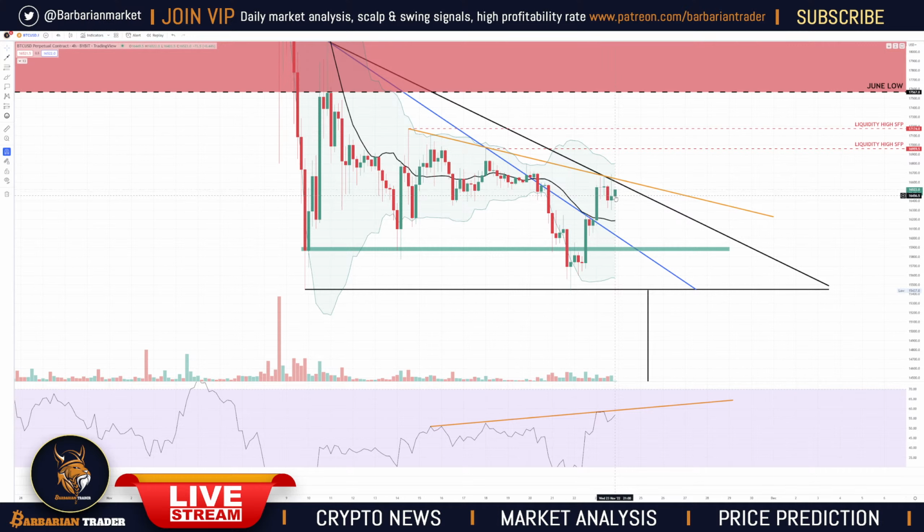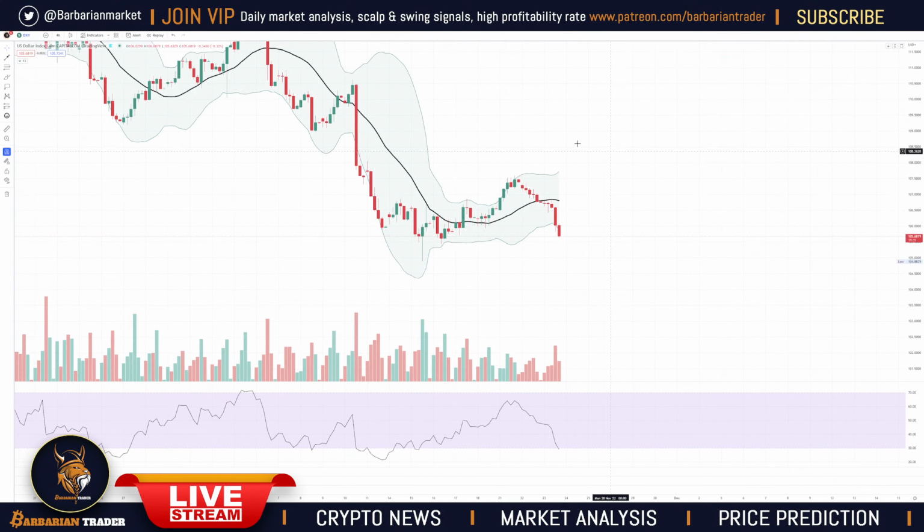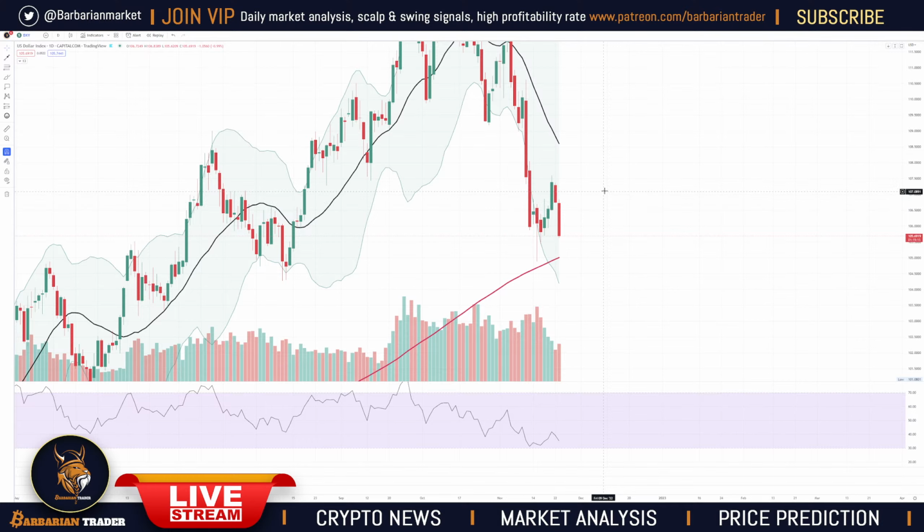Let's see, the US dollar is still dumping, but guys, be very careful, because DXY, let me switch to daily. DXY is close to the 200 moving average on the daily. Once it hits that level, it might bounce. So it's very close to the 200 moving average daily.